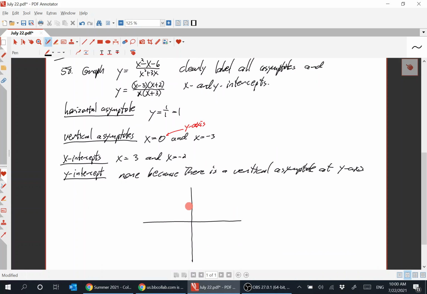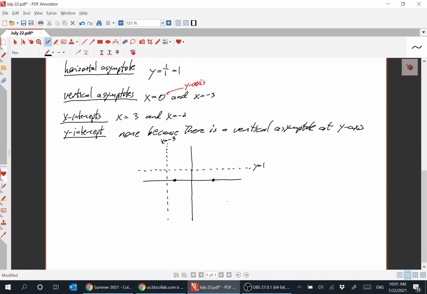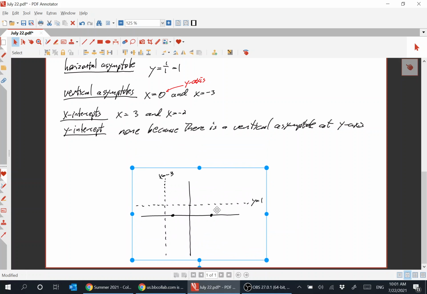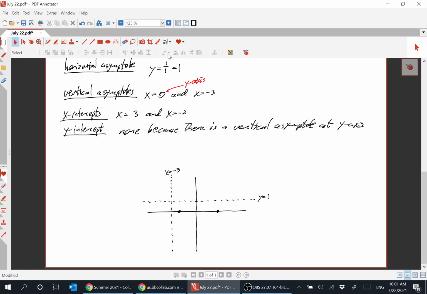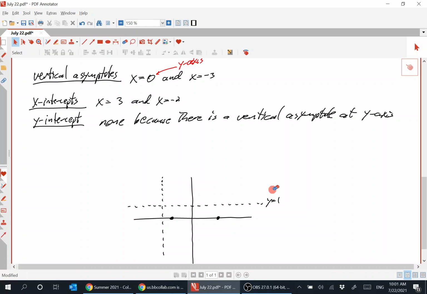So I have vertical asymptote at the y-axis and at x equal to -3, so right about there. And horizontal asymptote at y equal to 1, so right about here. So this is x equal to -3, y equal to 1. X-intercepts at 3 and -2. So here's -2, and here's 3. Oh, and then we have to do the positive and negative behavior of the function. So before we draw, let me do that first. I don't think these numbers here are working too well.